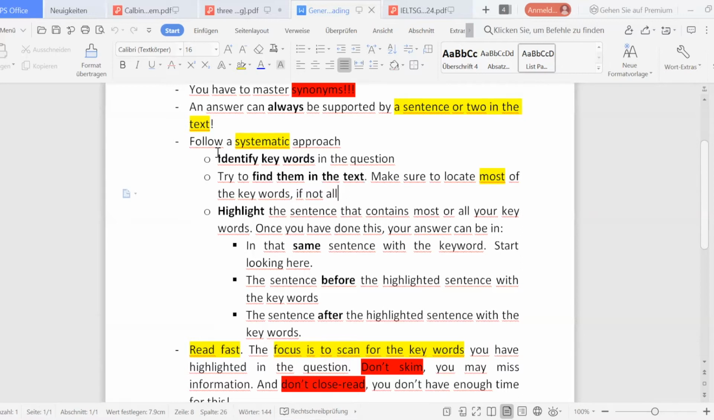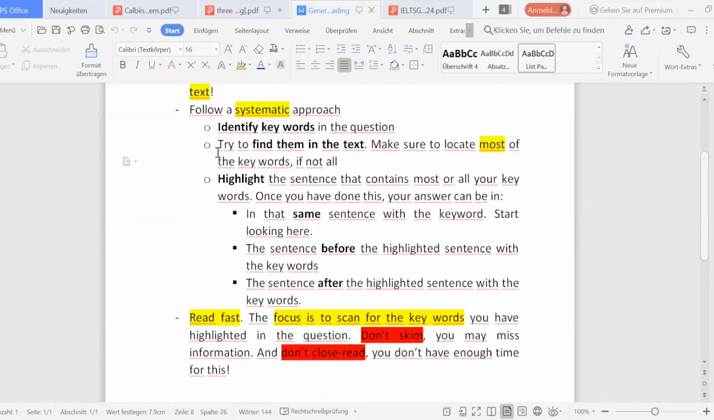This is first keywords identification in the question. Secondly, you want to find the keywords in the text, and you want to make sure you locate most of the keywords, if not all of them. Okay, try to locate as many keywords as possible, and we'll look at how to do that. And you also want to highlight the sentence that contains most or all of your keywords. So after you found them in the text, highlight the whole sentence after you've highlighted the keywords.